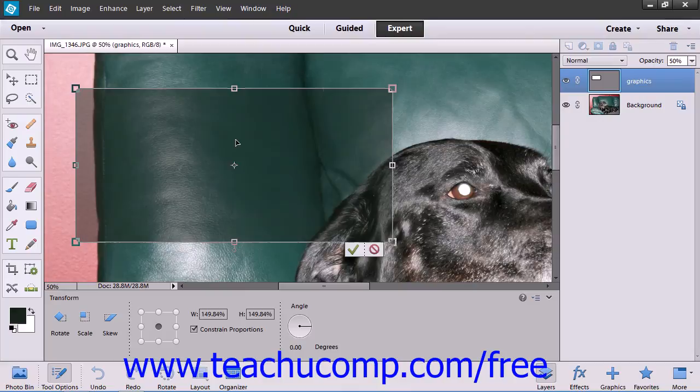Vector images are resolution independent, unlike bitmap or raster images. Often, these types of graphics are used for images that must have clean, crisp lines, like text or geometric shapes.